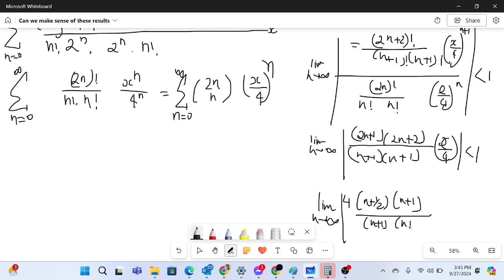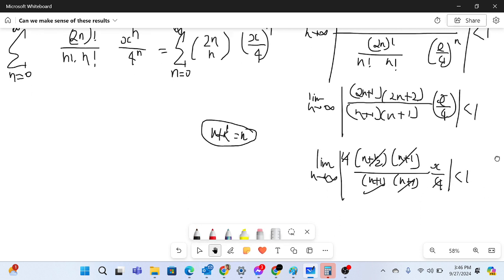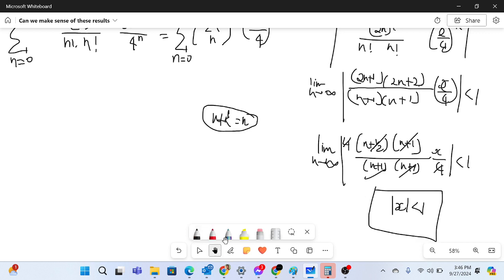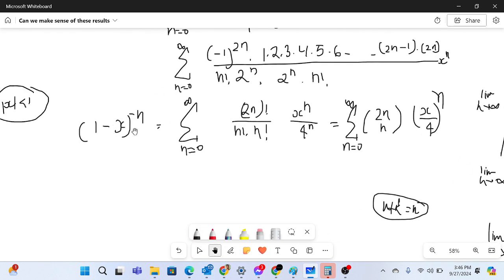And please note that at infinity, n plus k and n are the same, because k is a finite number, and compared to an infinite number, the finite number is way lesser. So x by 4 times 4 is less than 1, the 4 cancels out, and these will also cancel each other out. So we see that only if the modulus of x is less than 1 will the series converge, right?